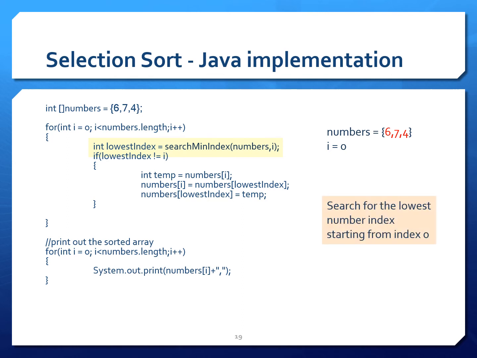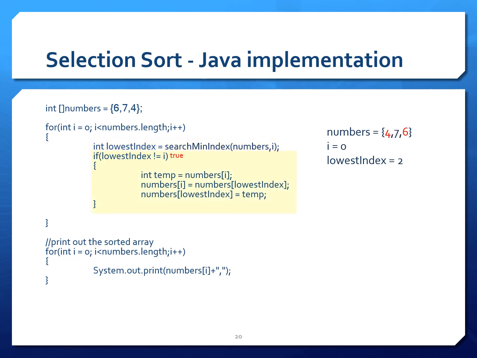Since I is 0, it will search for the minimum integer in the number array from index 0 to 2. Since 4 is the minimum, it returns the index of 4, which is 2. Since we found an integer that is lower than the integer at index I, we swap the two integers. So we swap 6 and 4. Next, I is incremented to 1.